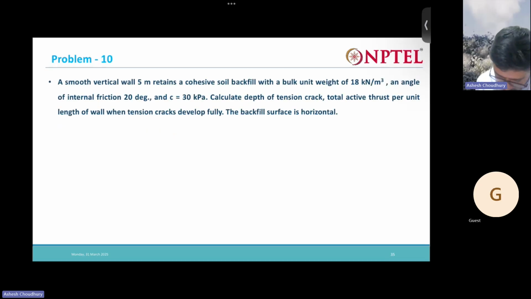Fine. Now let us solve the last problem for today. A smooth vertical wall 5 meter high retains a cohesive soil backfill with a bulk unit weight of 18 kilonewton per meter cube, an angle of internal friction 20 degrees, and c equal to 30 kilopascal. Calculate the depth of tension crack and the total active thrust per unit length of the wall when tension cracks develop fully. The backfill soil is given as horizontal.